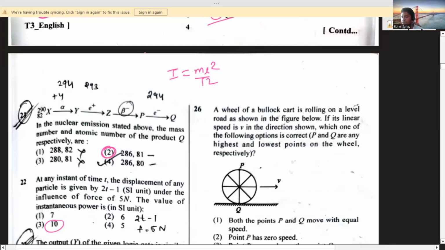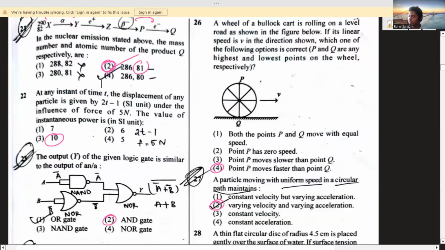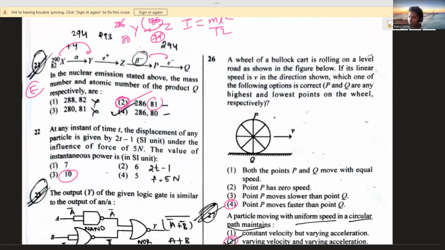See, radioactive decay. The question is easy, related to the assignment portion. Alpha decay means what? Y is 280, 286. Then again decrease means Z, 79, 286. Then it will increase to 80, right? 80, then again 81. So atomic number 81, but there is no change in mass number after this, 286. This is again easy. We categorize it as easy.